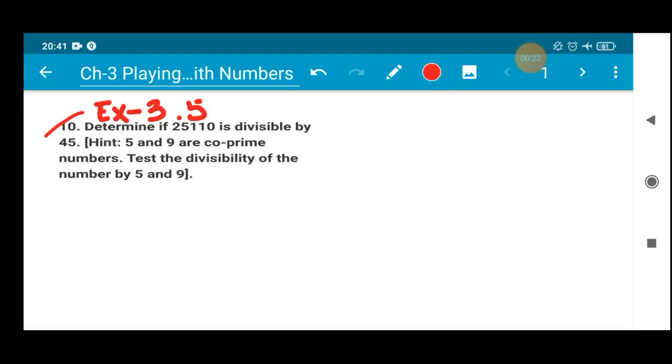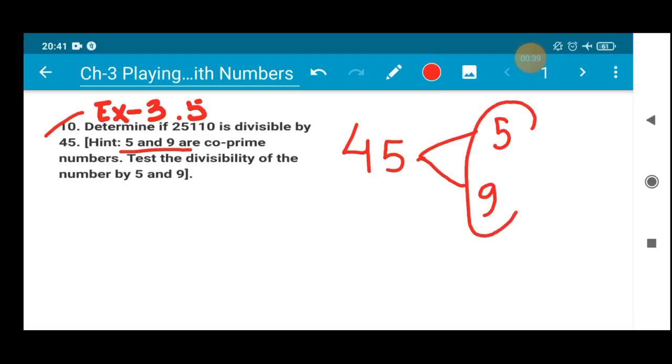Okay, a hint is given there: 5 and 9 are co-prime. So how did this 5 and 9 come? The factors of 45 are 5 and 9, prime factors, right? That's why the hint says 5 and 9 are co-prime, that is, the only common factor between them is one. Now we have to test the divisibility of the number by 5 and 9. Very simple thing, so let's check it out.